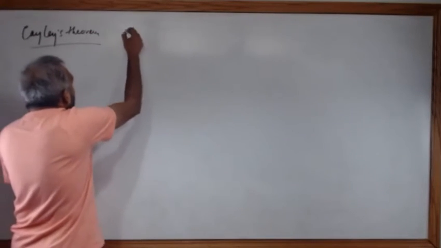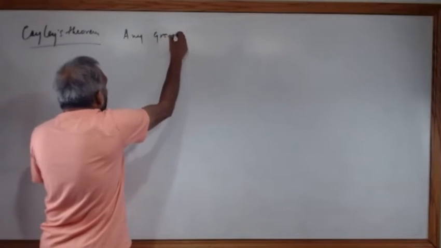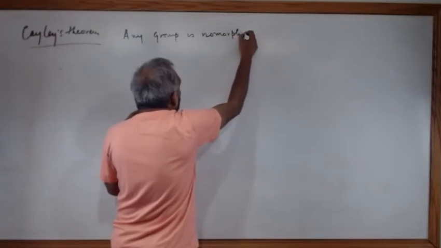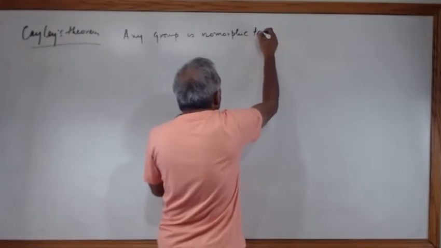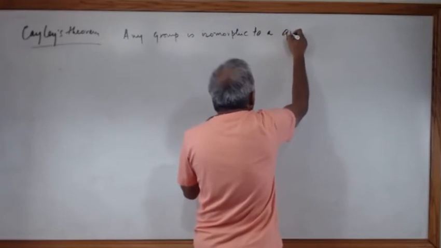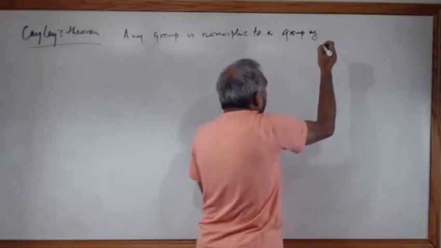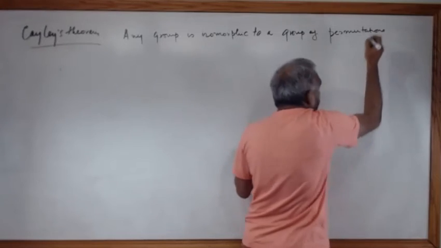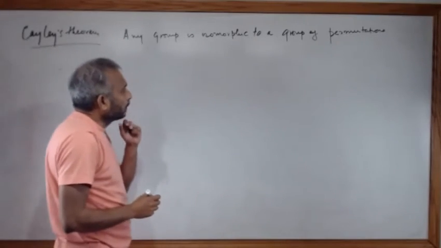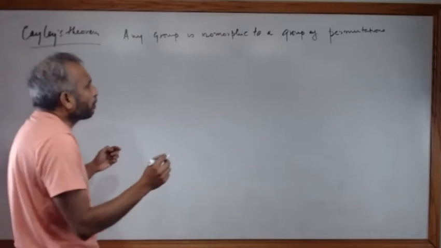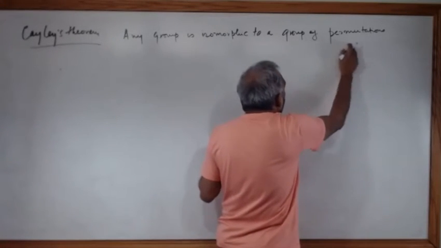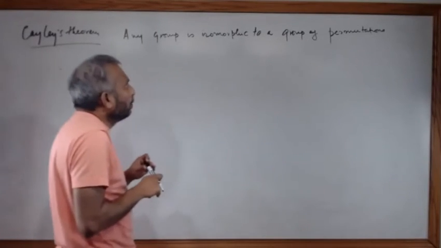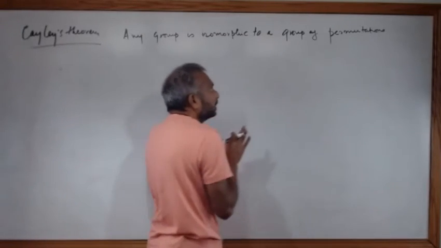Any group is isomorphic to a group of permutations. Group of permutations does not mean that it is the whole symmetric group. It's a subgroup of a symmetric group, meaning that the group contains permutations. That's all it says.